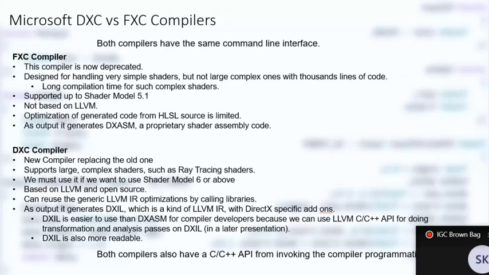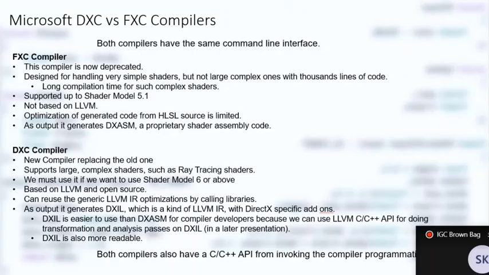Now, there are 2 main compilers that are used for compiling HLSL code: the Microsoft DXIL compiler and the FXC compiler. Both compilers have the same command line interface. The FXC compiler is now deprecated. It is the old compiler. It is designed for handling very simple shaders, but not large complex ones with thousands of lines of code, as might sometimes be seen in ray tracing shaders. So it has a long compilation time for such complex shaders.